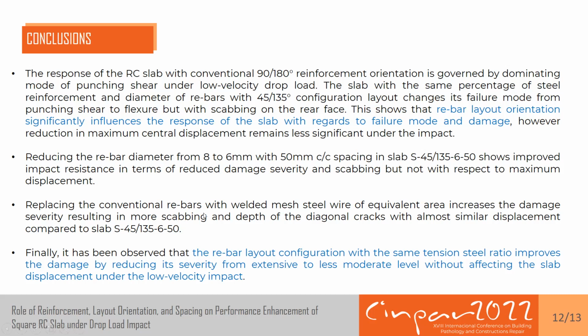Replacing the conventional steel bars with welded mesh steel wire of equivalent area increases the damage severity, resulting in more scabbing and depth of diagonal cracks with almost similar displacement compared to S45-135-650. Finally, it has been observed that rebar layout orientation with the same tension steel ratio improves the damage by reducing its severity from extensive to less moderate level without affecting the slab displacement under the low velocity impact. In this research work, the total number of references used is around 60.